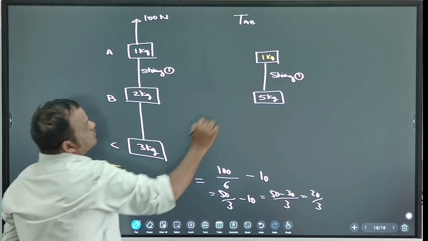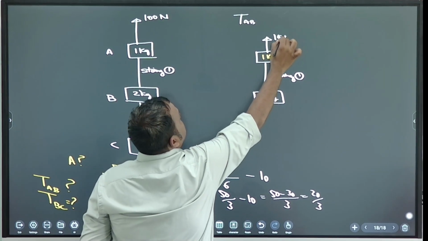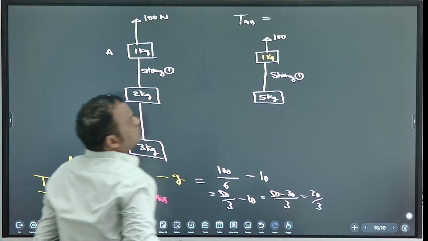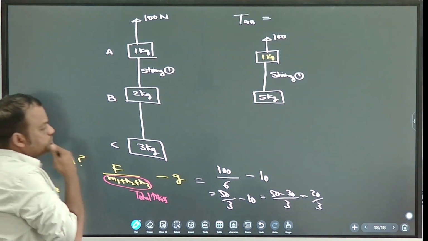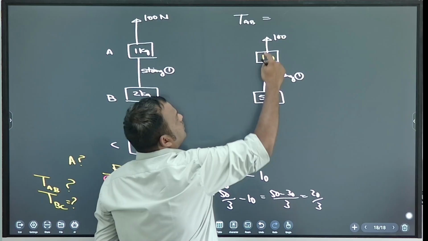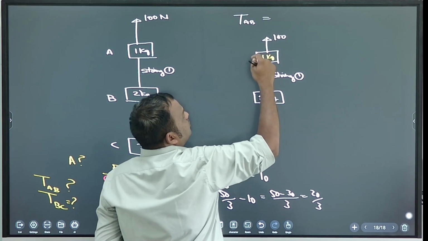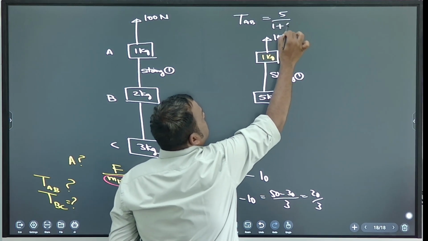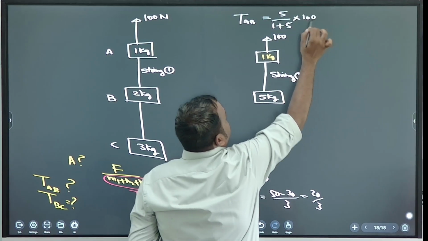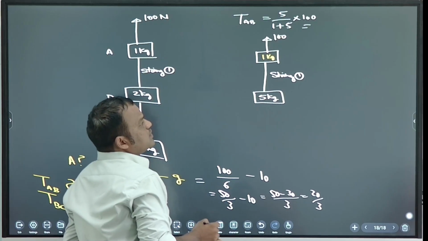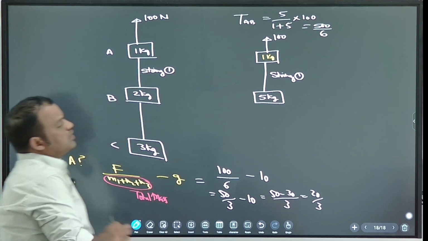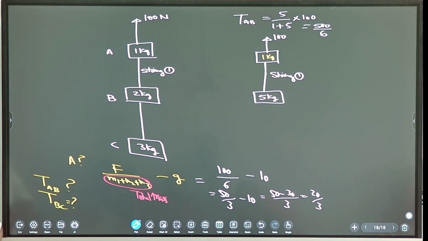Then this force is 100. So now what is the tension? What is the tension formula? M2 by M1 plus M2 into F. So 5 by 1 plus 5 into F, 100. 500 by 6. Okay. So this is a direct formula, direct trick. Okay, clear?